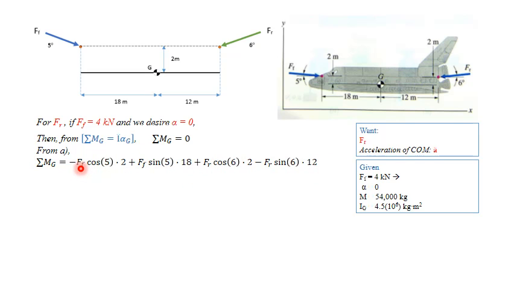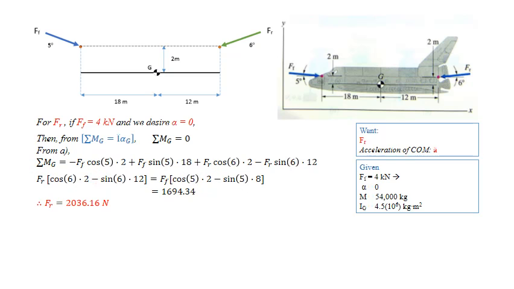We know Ff, we don't know Fr, and so from this equation we're going to be able to determine Fr. So simply rearranging the equation, bringing the Fr components and factorizing them to one side and the Ff components to the other side. So subbing in Ff, that's going to give us 1,694.34, and then making Fr the subject, that's going to give us Fr equals 2036.16 newtons.